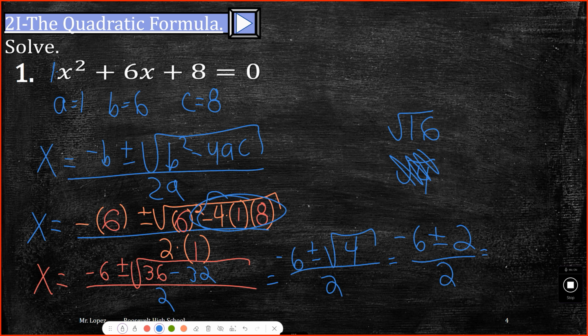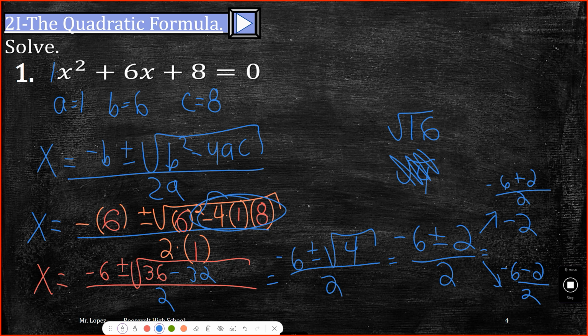If you can divide them, go ahead and divide negative 6 by 2, or you could go like this: negative 6 plus 2 divided by 2, and then negative 6 minus 2 divided by 2, if you want it like that better. And that's going to be on top: negative 6 plus 2 is negative 4. Negative 4 divided by 2 is negative 2.